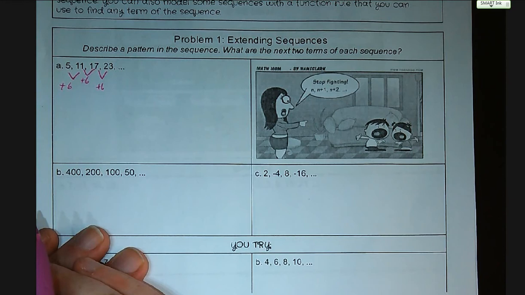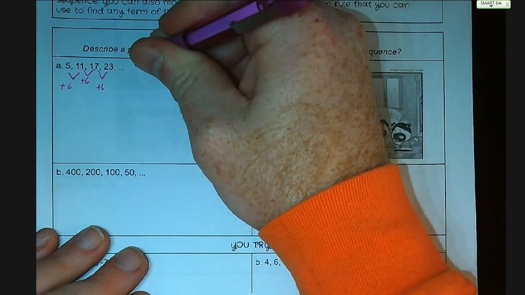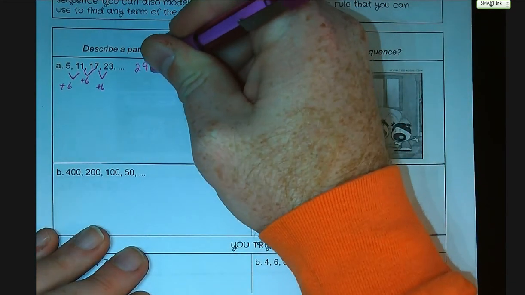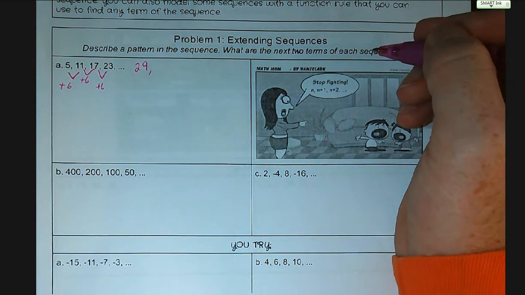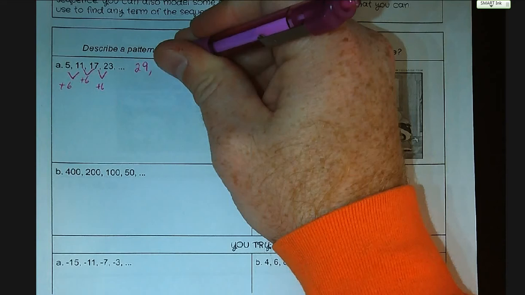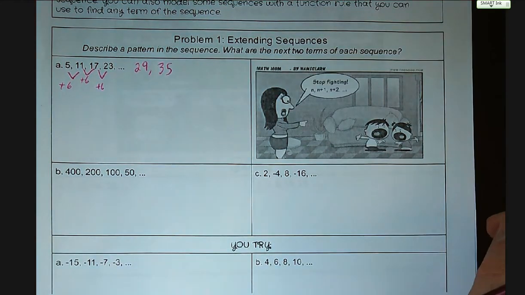So in this situation, our last term that we used was 23. If we were to continue by adding that constant rate, 23 plus 6 would be 29. And then if we were to add 6 again to 29, we would get 35. So those are going to be the next two terms that would occur in that sequence.